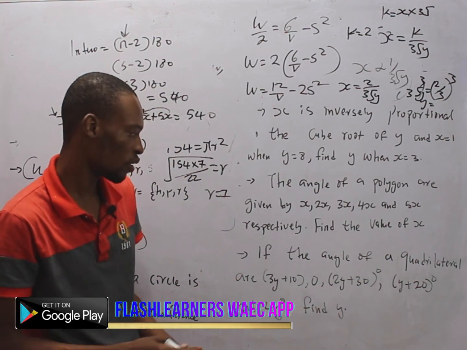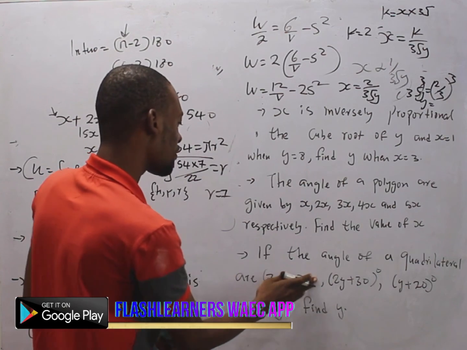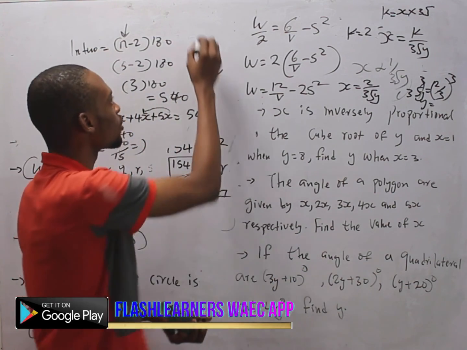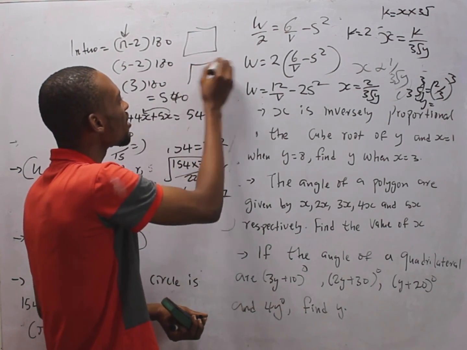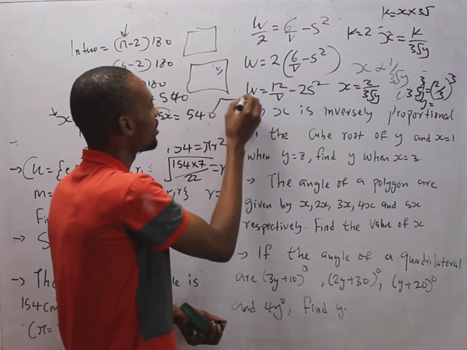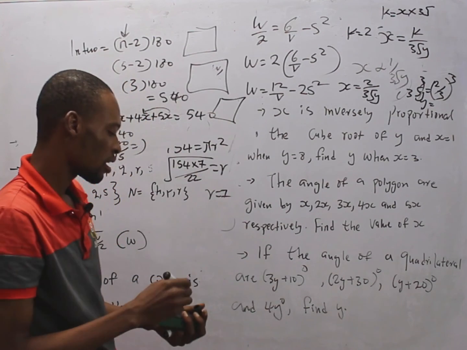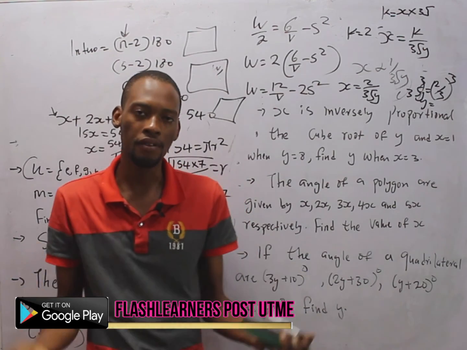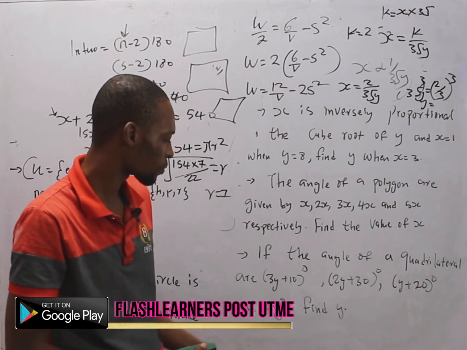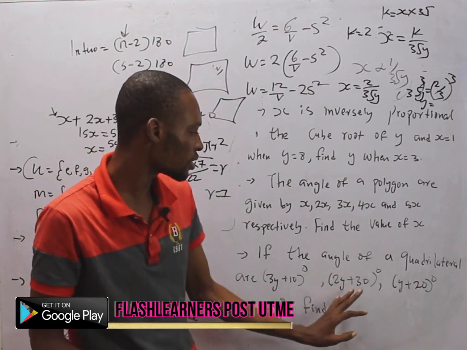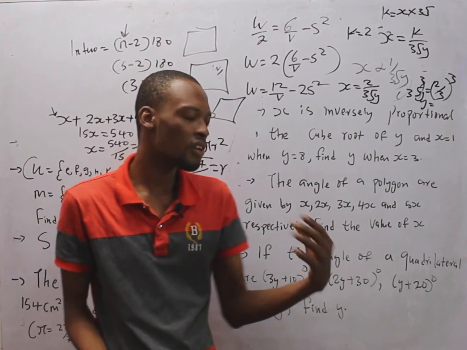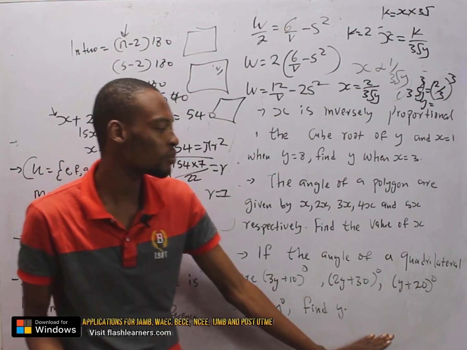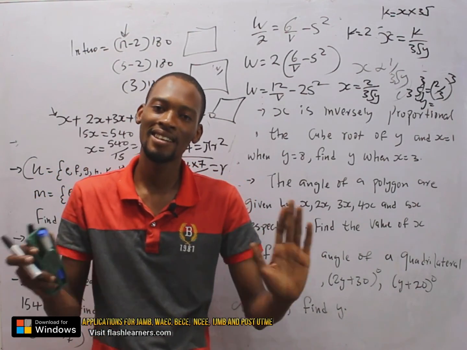And the final one, if the angles of a quadrilateral are this, and this, and this, find y. A quadrilateral is a four-sided shape. This is in degrees. Any shape with 4 sides is a quadrilateral, like a square, rectangle, this guy, and so on. And the sum of angles in a quadrilateral is 360 degrees. How do you solve this question? Add everything here, this plus this plus this plus this is equal to 360 degrees. So solve, make y the subject, and get your final answer.